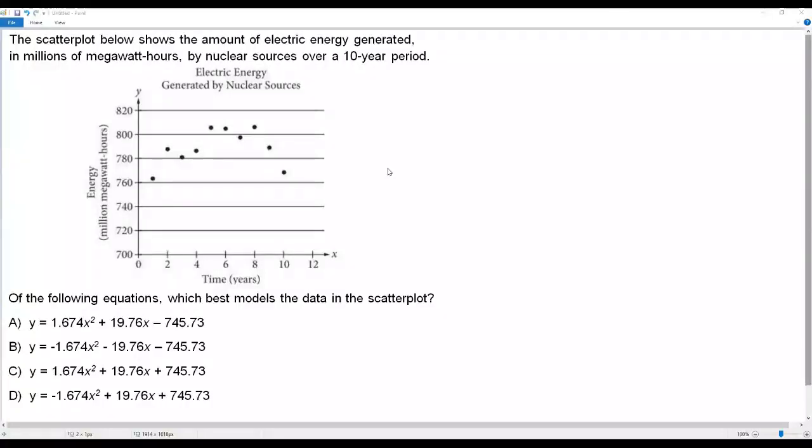Here we have a SAT math question. Okay, let's go through the information. The scatter plot below shows the amount of electric energy generated in millions of megawatt hours by nuclear sources over a 10-year period. Of the following equations, which best models the data in the scatter plot?